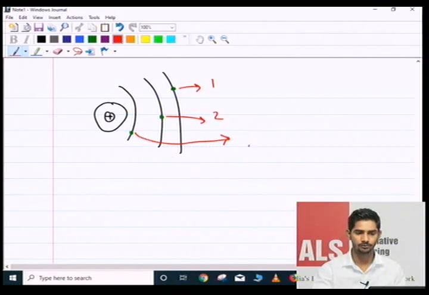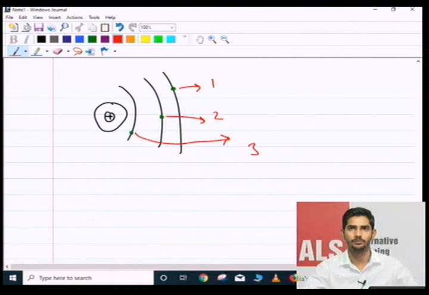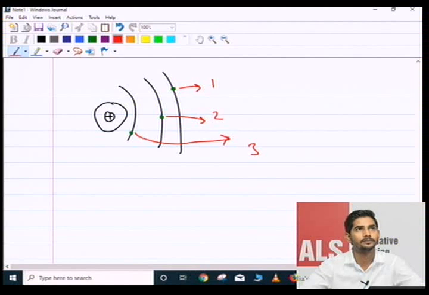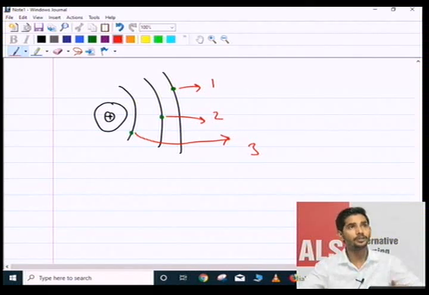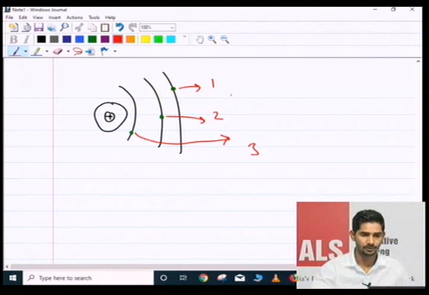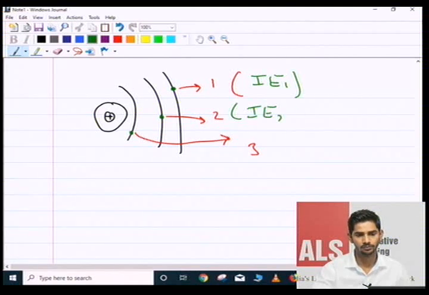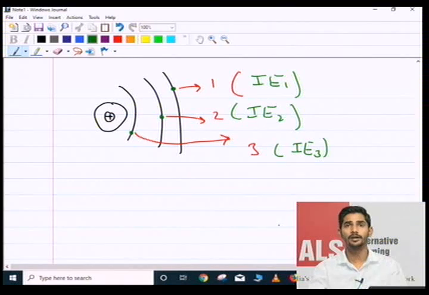This is 1, 2 or 3. Where will be the maximum nuclear force? At 1, 2 or 3? Very good. Obviously, at 3 we will have the maximum nuclear force. When I remove this electron, this is your ionization energy 1, this is ionization energy 2, and this is your ionization energy 3. So obviously, when I remove the third electron, it will be much closer to the nucleus, therefore I need to supply much more energy.